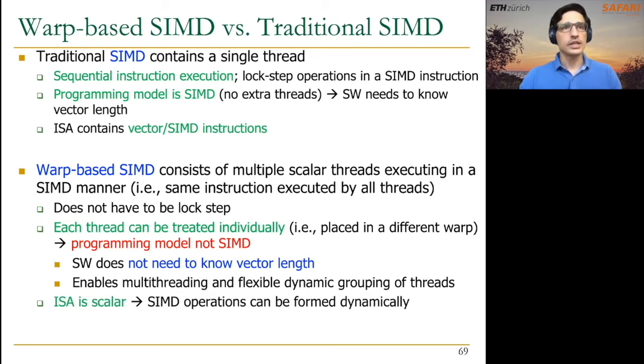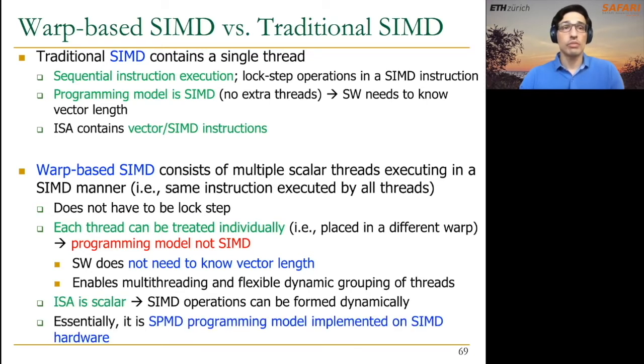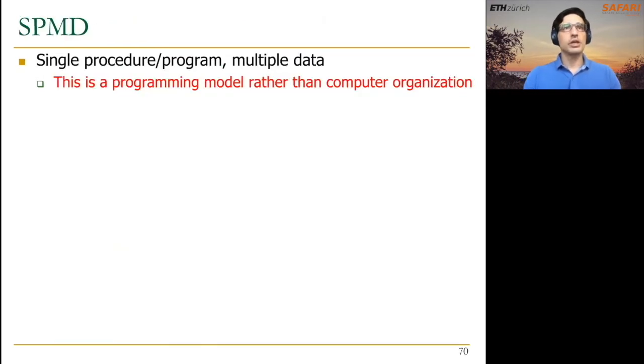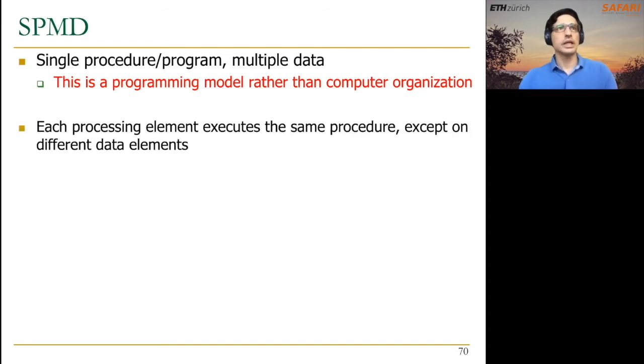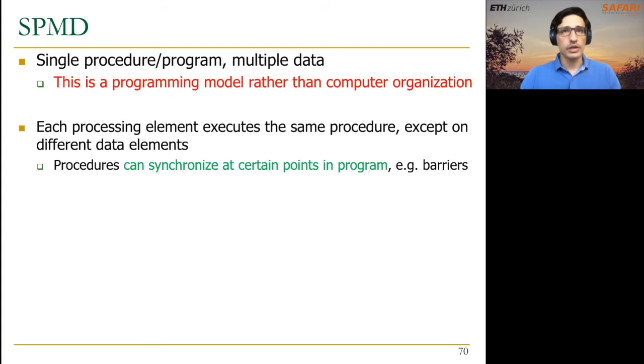The ISA is a scalar in this case. We are not using vector instructions, and essentially what we are doing is implementing the SPMD programming model on SIMD hardware. Recall that SPMD is a programming model. It's not a computer organization. It means a single procedure or program, multiple data. And we have multiple processing elements executing the same procedure, except operating on different data elements.